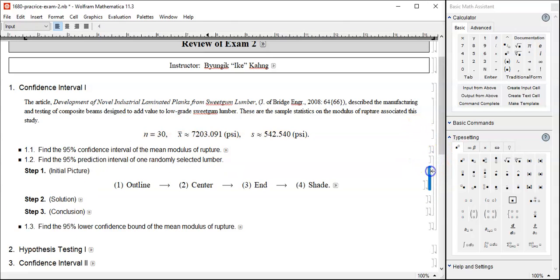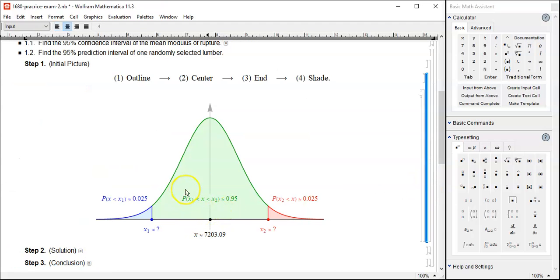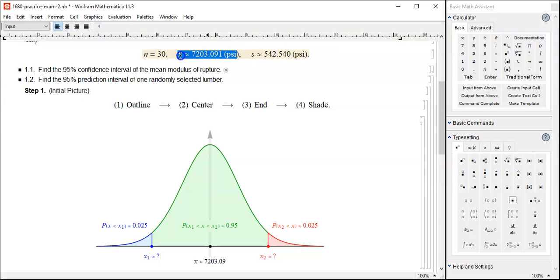Step 1, we begin with an initial picture. A t-curve with, okay, we have center 7,203.091 psi. That's the observed mean, so that's the center. No question about that. And 95% in the middle, which means 5% will have to be shared by left-hand side here, blue, 2.5%, and the right-hand side, another 2.5%. Same setting.